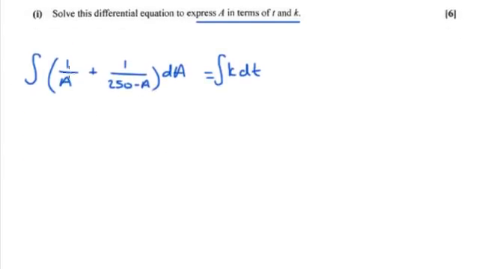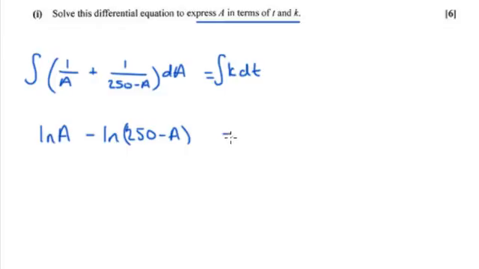So when we integrate the left, we're going to get natural log A. Be careful of this one. This is going to be minus natural log of 250 take A, because we're pretending it's an A and integrating, which would be natural log of 250 minus A, but we also need to divide by the coefficient of A, which in this case is minus 1. Dividing by minus 1 is the same as timesing by minus 1, so that's why this is a minus.